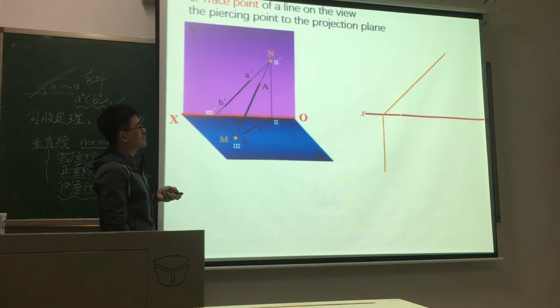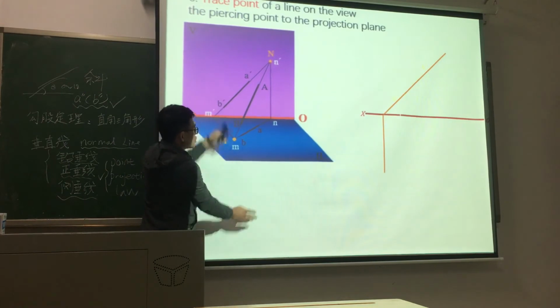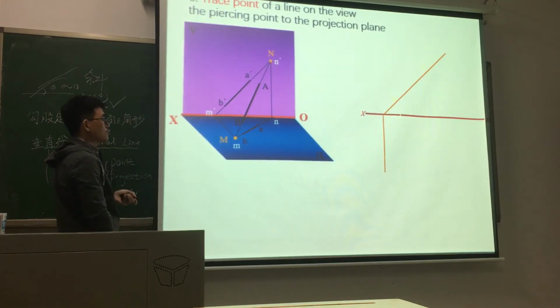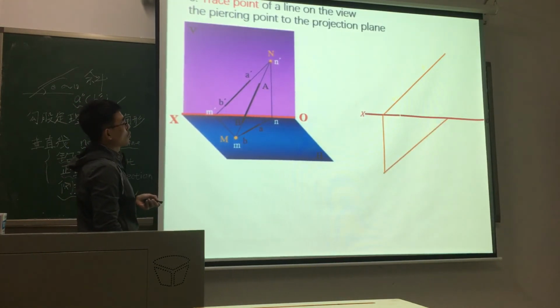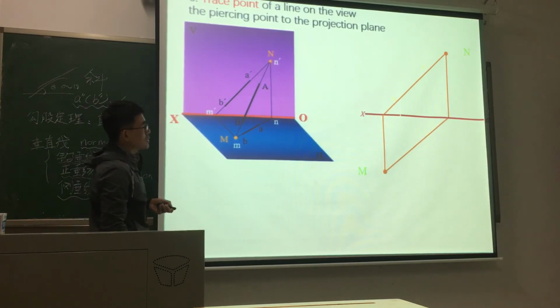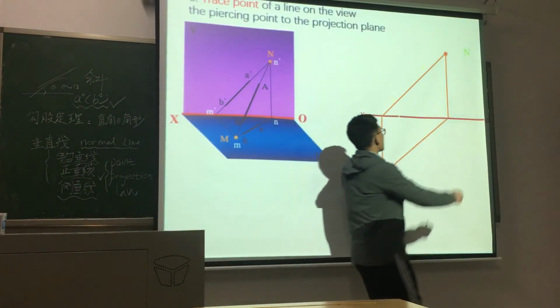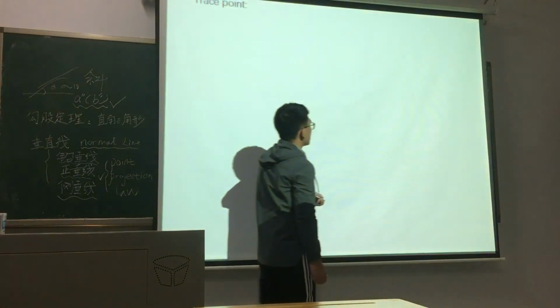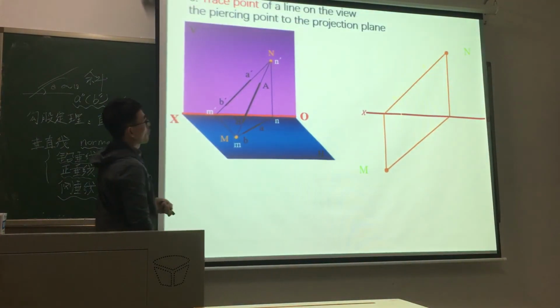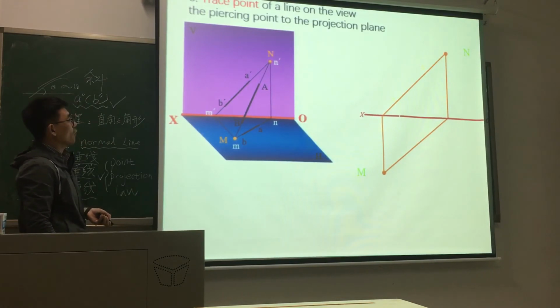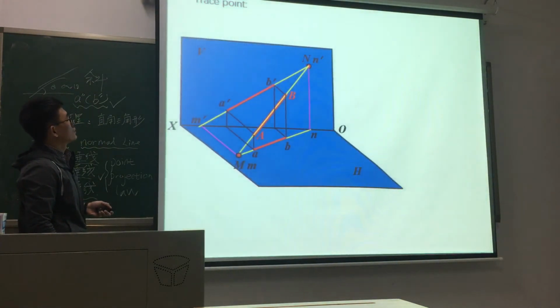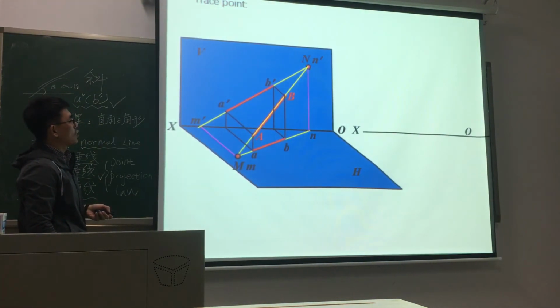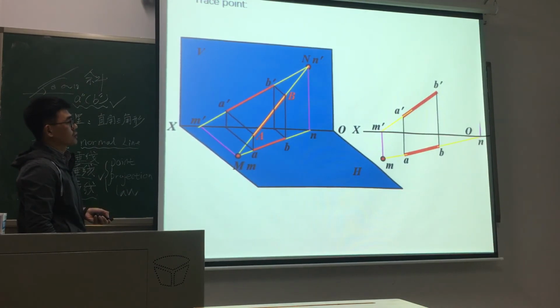How can we get it? Just follow it into a 2D plane. We have the 2D projection. So this should be a parallelogram. This is parallel. This is also the trace point. Let me show you.